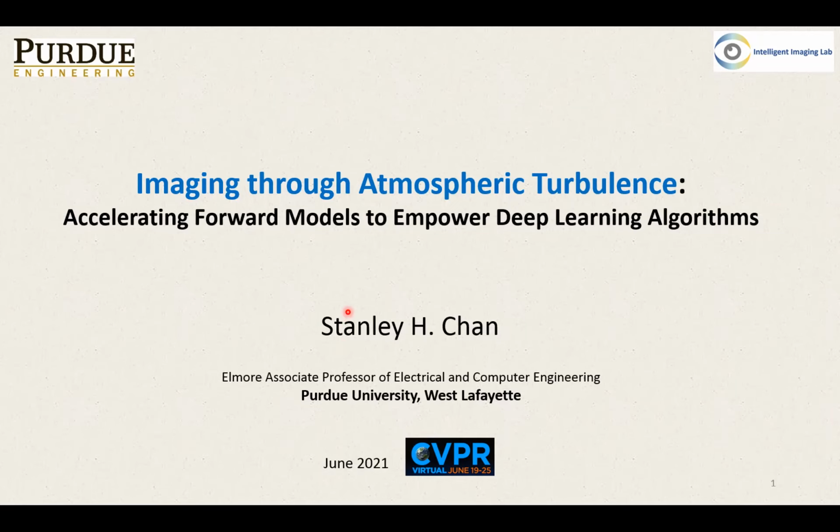What I want to talk about today is a sub-problem in computational photography and computational imaging for difficult weather conditions. This problem is called imaging through atmospheric turbulence. I have a subtitle for my talk, which is accelerating forward models in order to empower deep learning algorithms. The focus of this talk will be on forward models, and I'm going to explain what that means, with the final goal of helping deep learning algorithms do better in terms of reconstruction.